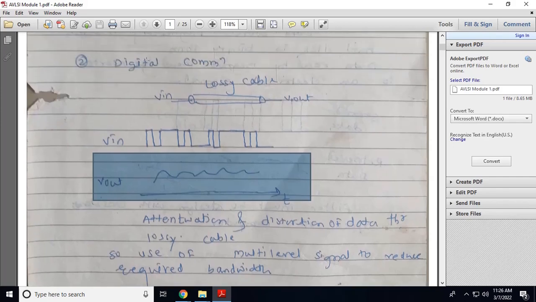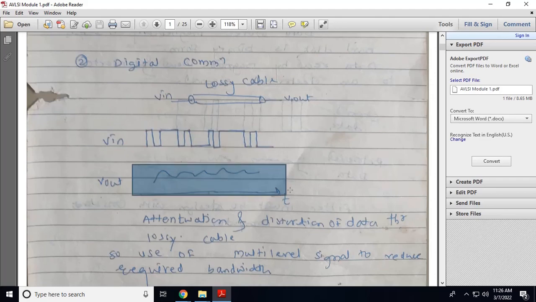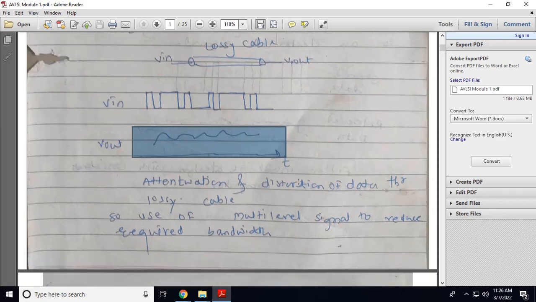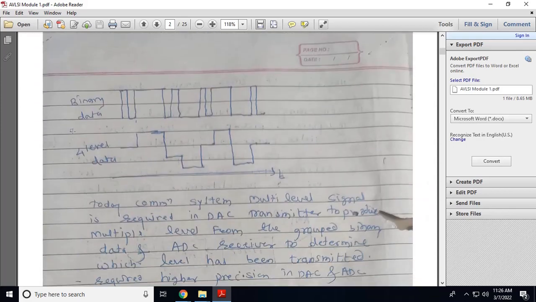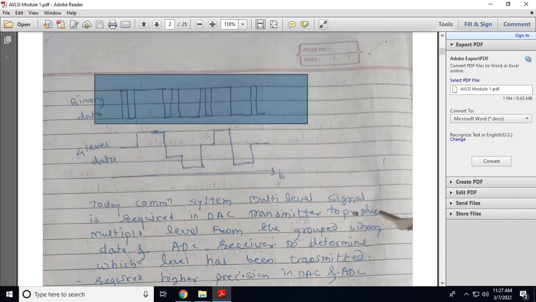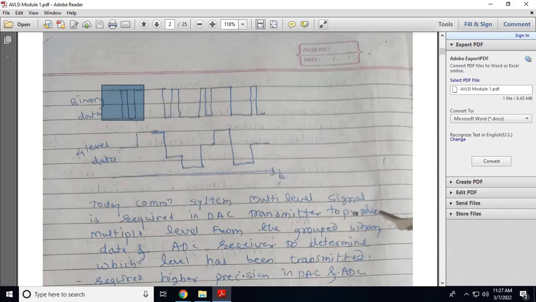This is the problem in digital communication. When you send this square wave input signal, at the output you will get an attenuated signal with distortions. So we can use a multi-level signal, which reduces the required bandwidth. This is 4-level data. Binary data is converted into 4 levels. We make a group of 2 binary bits into 1 level, again another group is another level, a third group is a third level, and this one is another level.